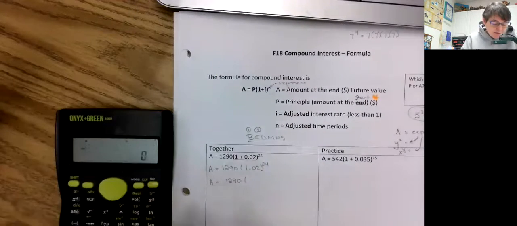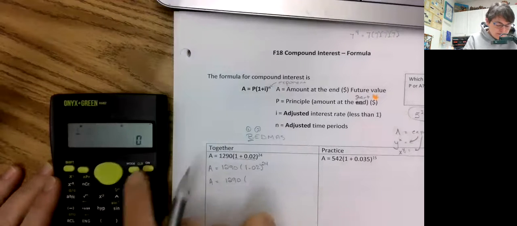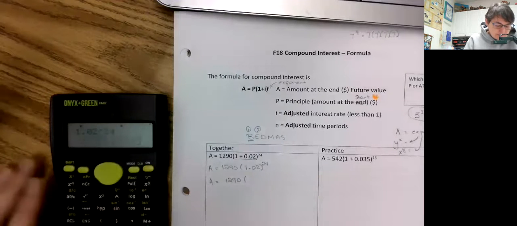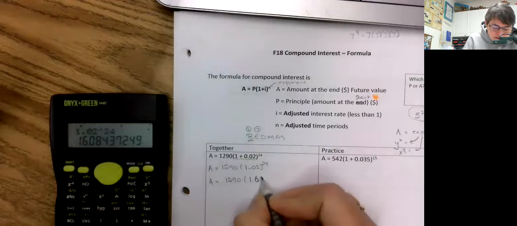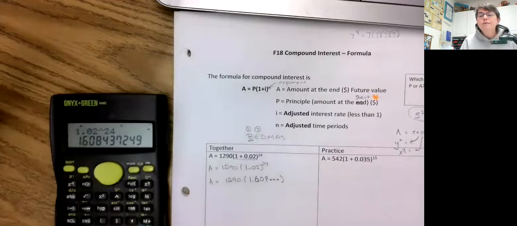And now I lost my answer. So 1.02 caret exponent 24, 1.6, oopsies, 608. Now, I don't know if any other teacher does this, but this is Joanne being lazy.